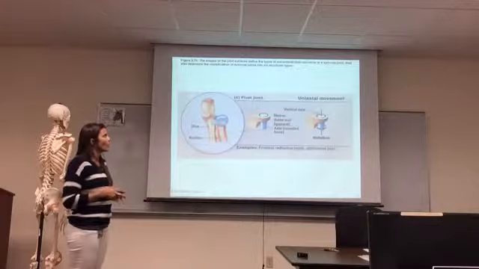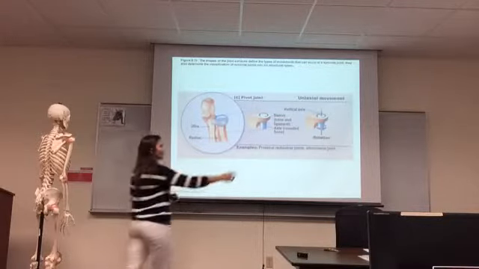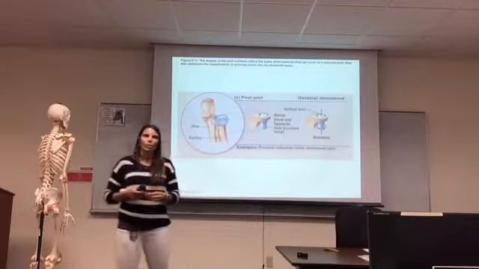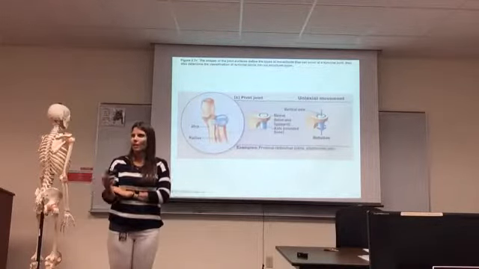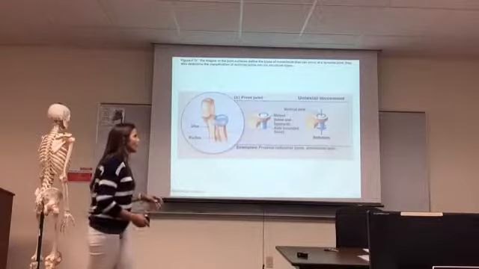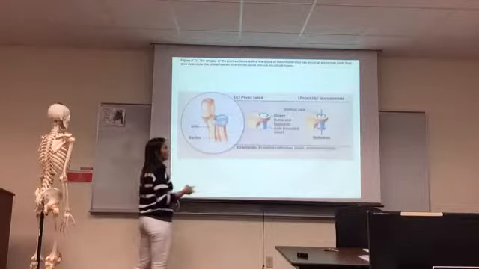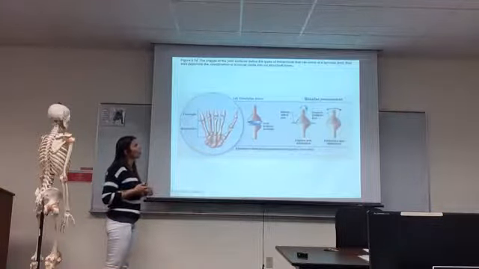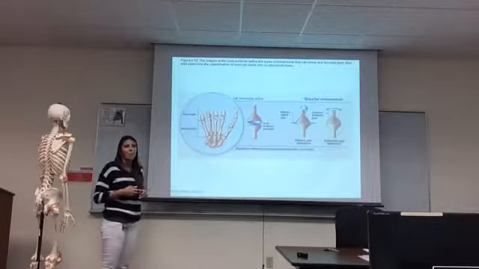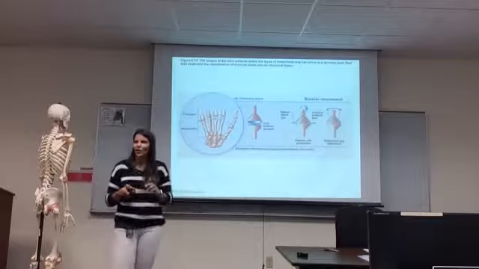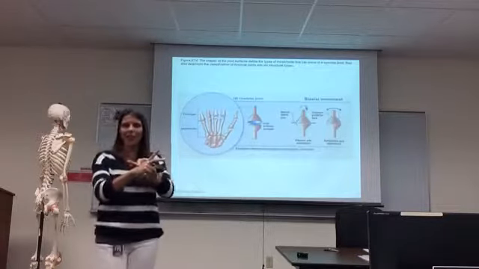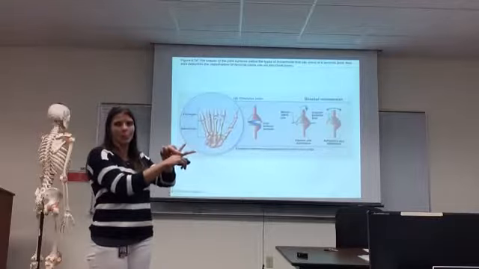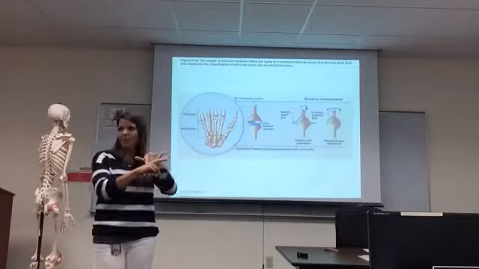Okay, here we have the pivot joint, the radio-ulnar joints. Where is that? Radio-ulnar. Very well. Okay. Atlantoaxial. Good. Metacarpophalangeal. Metacarpal is here. Phalanges are here, so metacarpophalangeal is in between there, yes. Okay.